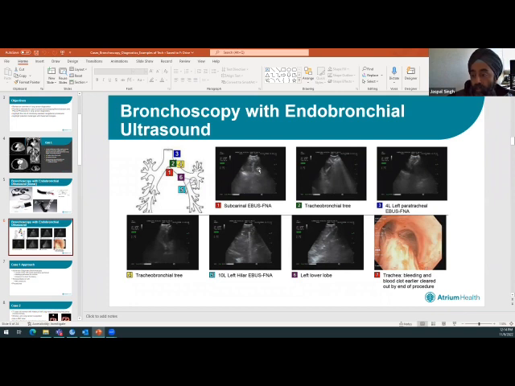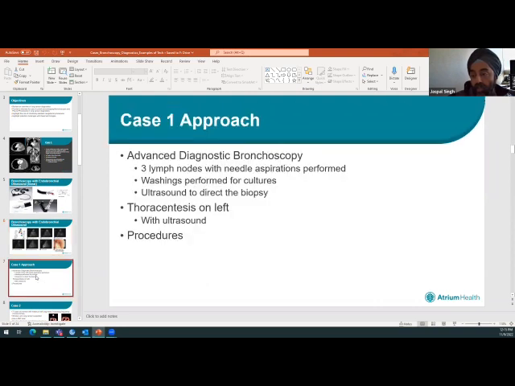Here's a lymph node, and my needle is poking behind the airway into that lymph node. And so I can get a lot of information. And sure enough, in one procedure under anesthesia, this patient ended up with several lymph nodes biopsied.